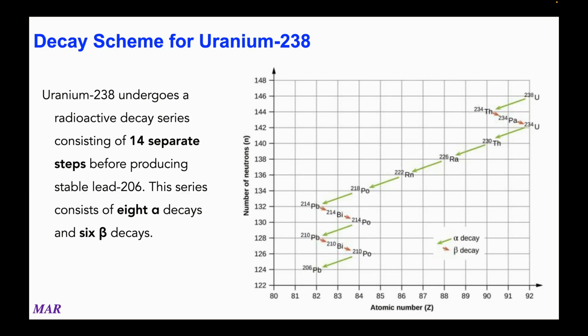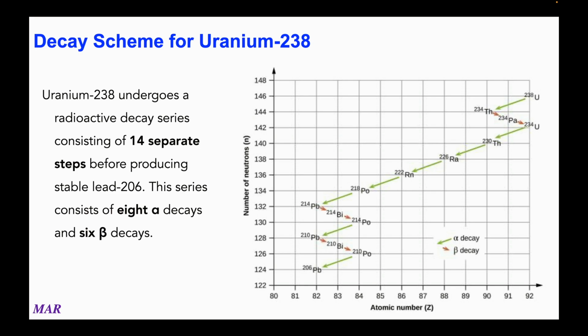An unstable element usually decays through several steps until it gets to an isotope which is stable. This shows the decay scheme for uranium-238, and it actually goes through 14 different steps before you finally get to stable lead-206. So all of those other isotopes listed on there are unstable until you get down to lead-206. You'll see here that there are green arrows and there are red arrows.